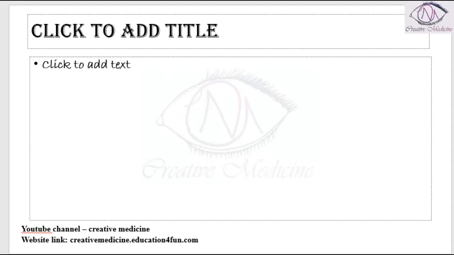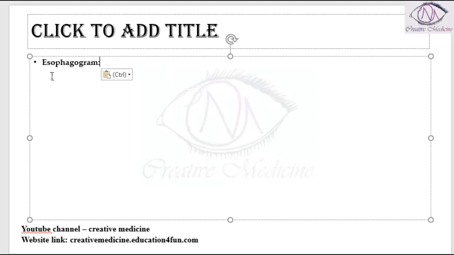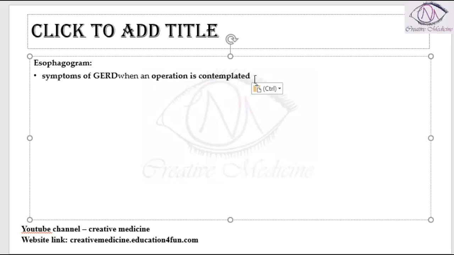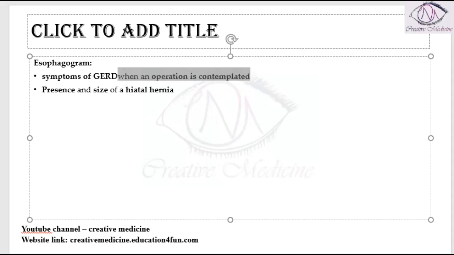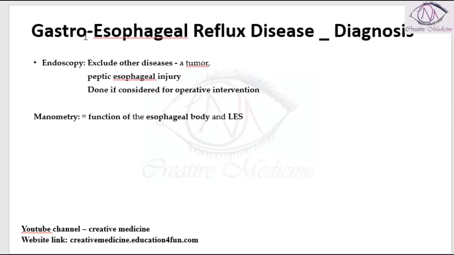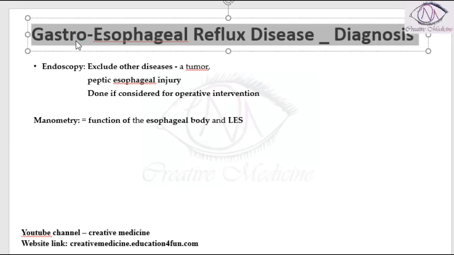Then we can also do an esophagogram in these patients. Actually, this esophagogram will help us to evaluate the symptoms of GERD when surgery is contemplated. And with the help of esophagogram, we can also find out whether a hiatus hernia is present, and the size of the hiatus hernia can be found out with the help of the esophagogram. So 24-hour pH monitoring is the gold standard for gastroesophageal reflux disease.